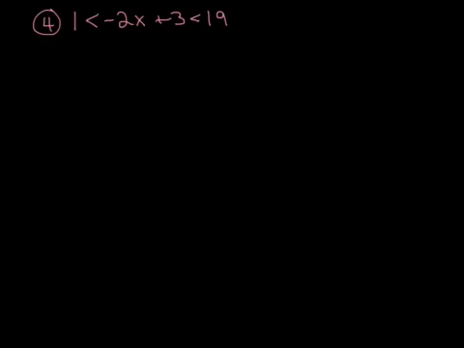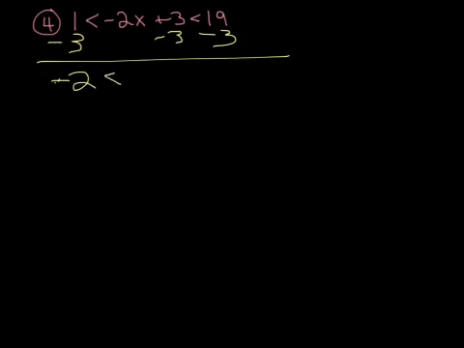So what we're going to do for this one, it's going to start out the same as all of the other problems that we've been doing. You're going to subtract the 3 from everything. You get -2 is less than -2x is less than 16. Next part is where it gets weird. So now you're going to divide everything by -2.